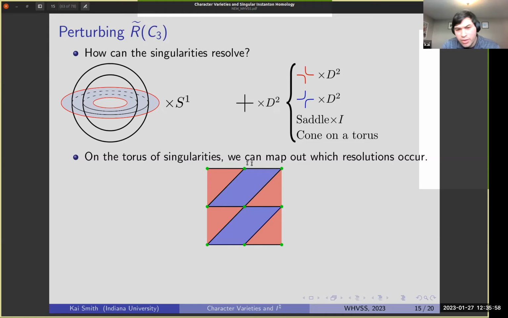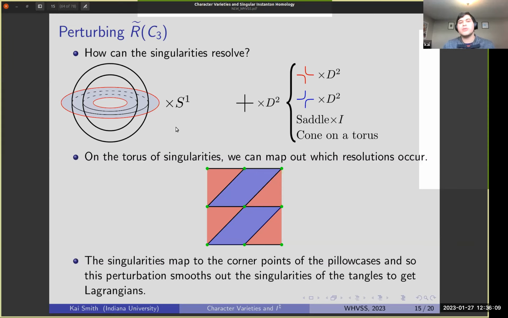So again, this is a torus, so really there's just 4 singular points per torus. Both tori perturb the same way, so there's still 8 singular points in the end. So our goal was to smooth out the character variety. We still have a couple singular points, but that turns out not to be an issue.